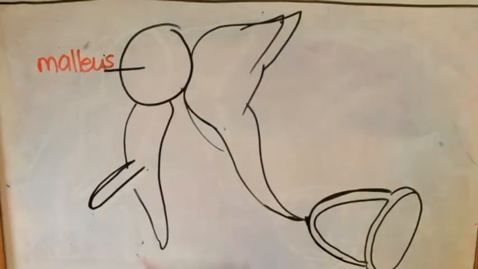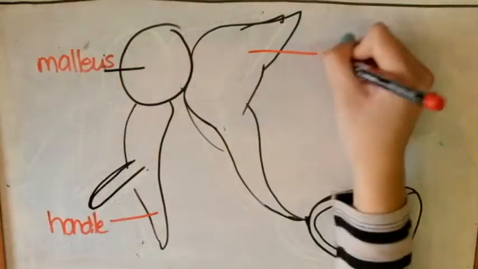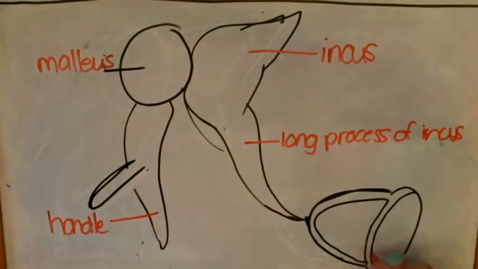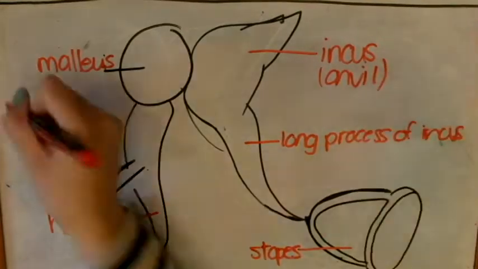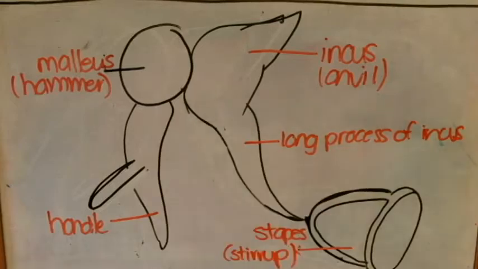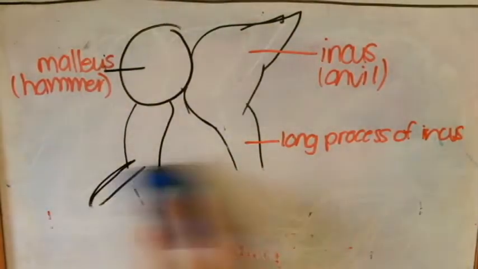The hammer comes first. When the eardrum vibrates, it moves the hammer from side to side like a lever. The other end is connected to the anvil, which is then attached to the stirrup. The other end of the stirrup is attached to the cochlea, or the inner ear.